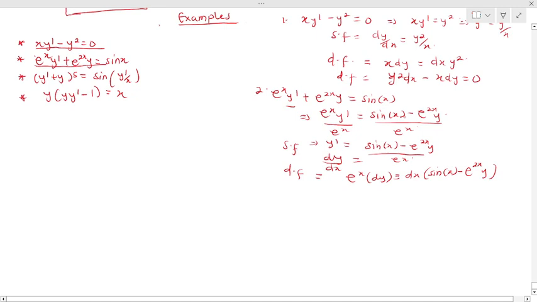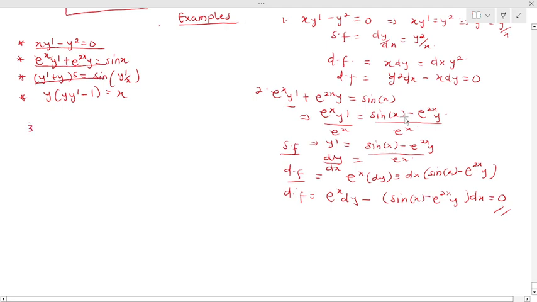So at this point, my differential form is simply going to give me, I have this here, I have this here, right? I only have to move one of them to the other side. Any of them will do. So I can say that e to the power x dy minus the expression sine of x minus e to the power 2x multiplying y, dx, should be equal to 0. This is the differential form. This is the standard form, as you can see. Now let's move to the third one.